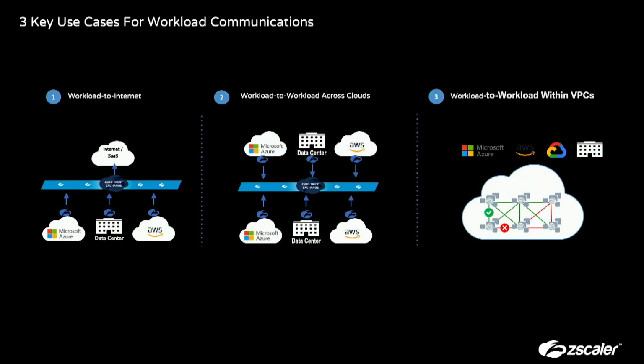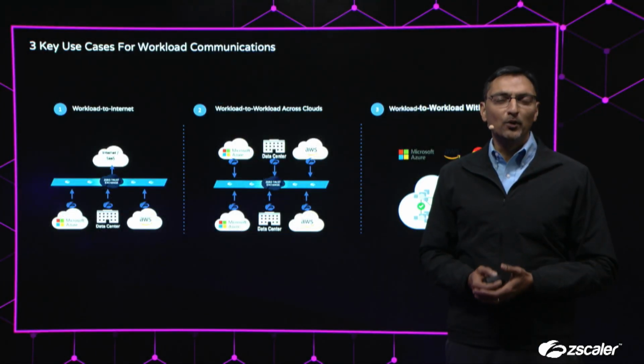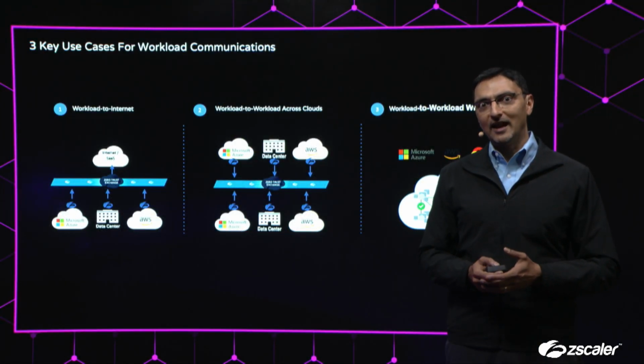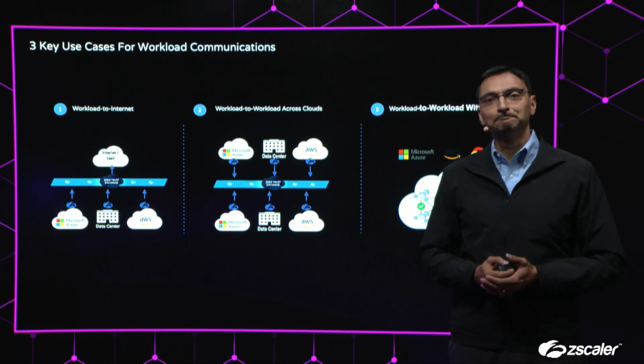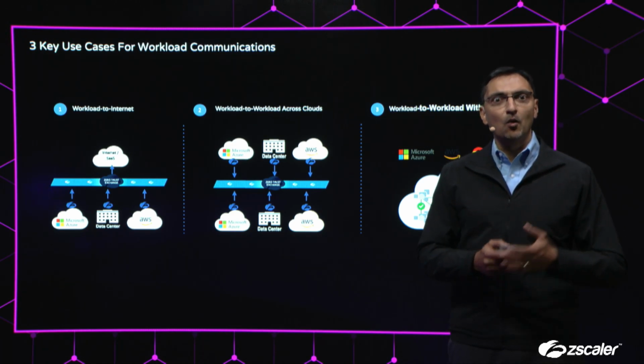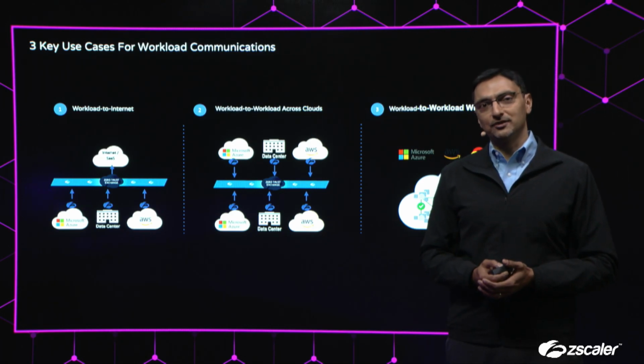Now let's talk about 3 key use cases for workload communication. Zscaler workload communication addresses north-south as well as east-west traffic. Number 1, workload to internet communications. This enables workloads to securely access the internet with full inline security and data protection controls that are available in ZIA.